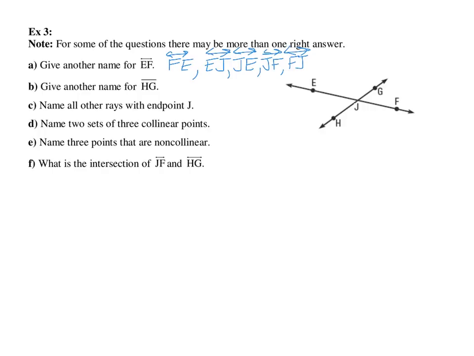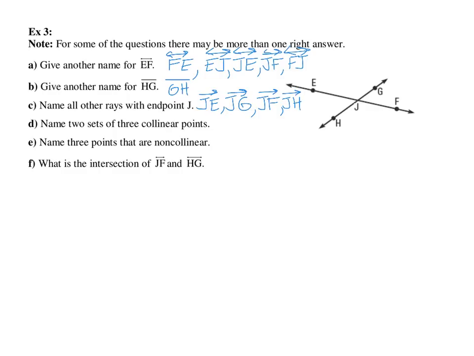Give another name for segment HG. That would just be segment GH. And the segment is of a particular length, so we can only use 2 letters here. Now name all other rays with endpoint J. Endpoint J. So we could have JE, then we could have JG, then JF, then JH.